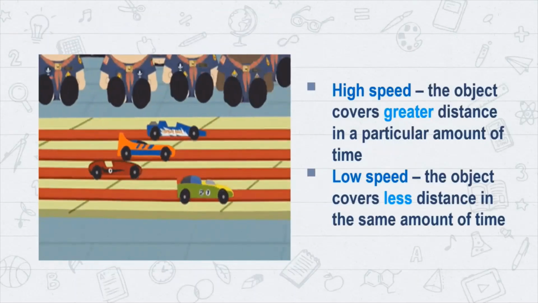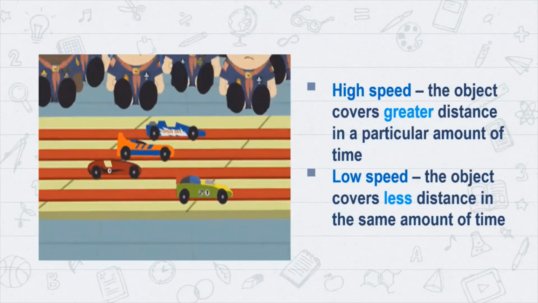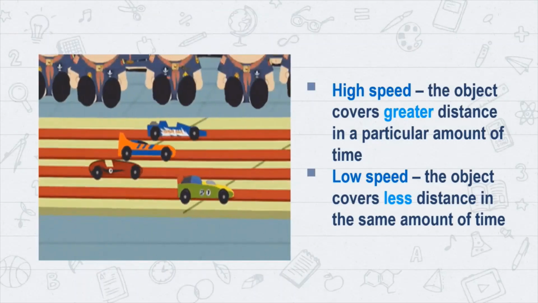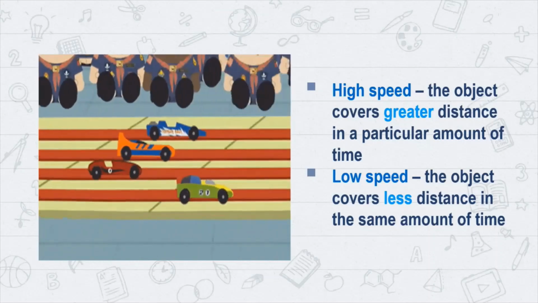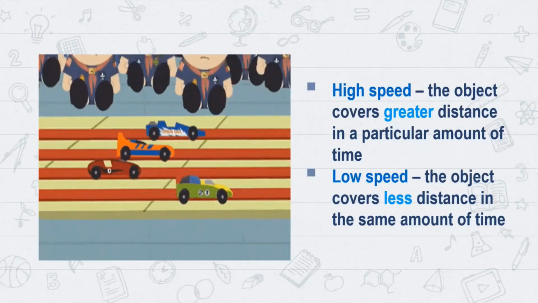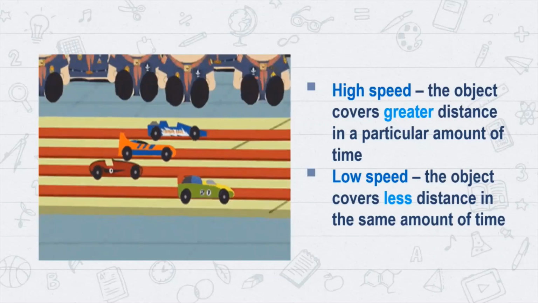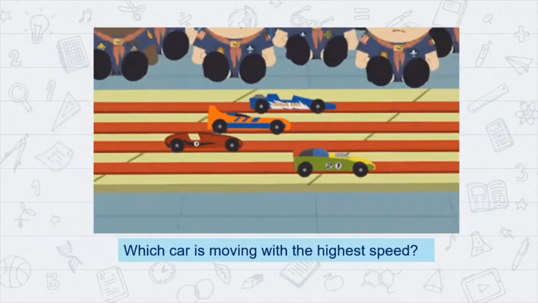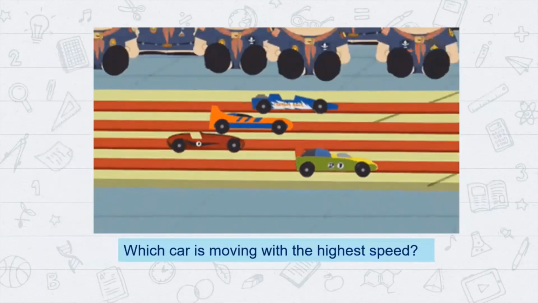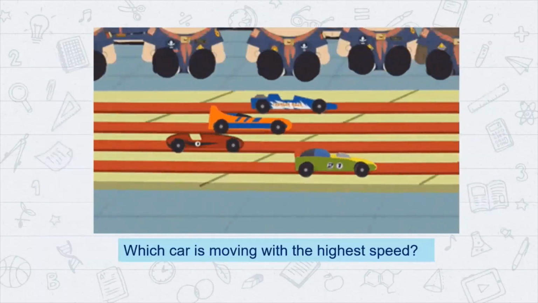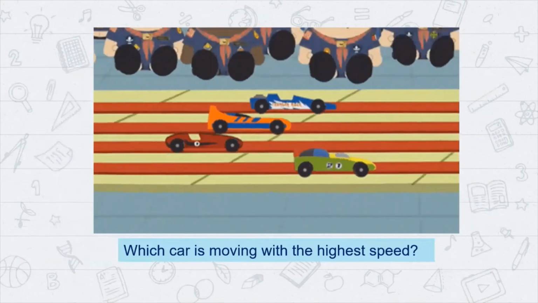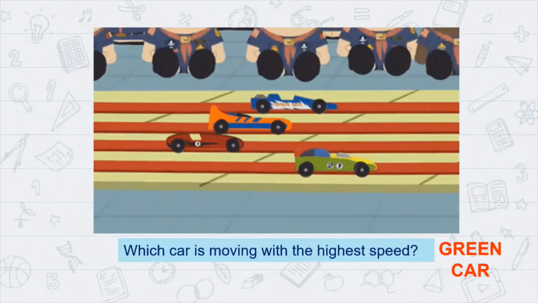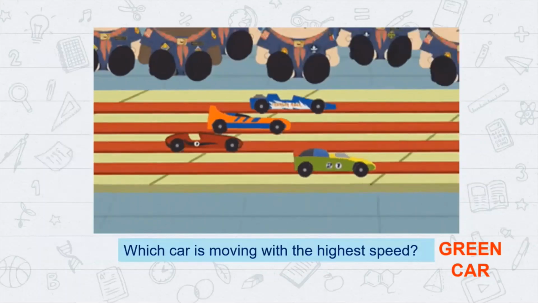An object moving at high speed covers greater distance in a particular amount of time, while an object moving at a low speed covers less distance in the same amount of time. In this animation, which car is moving with the highest speed? Nice! The green car is the fastest, or the one moving with the highest speed.